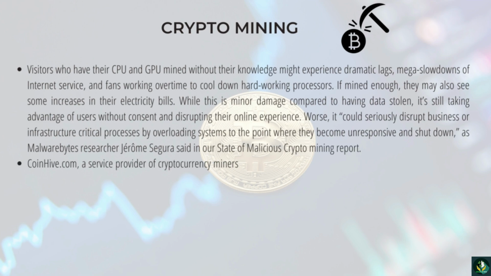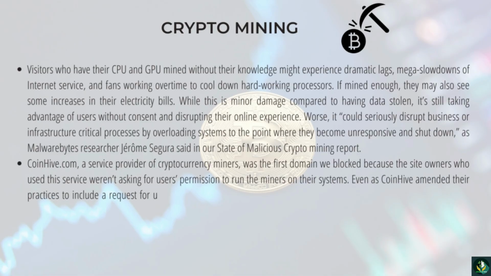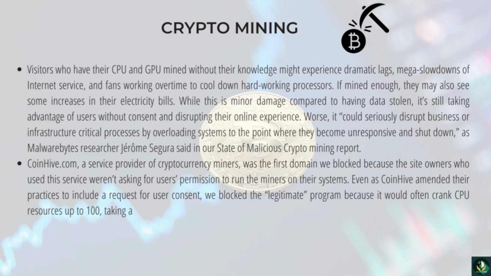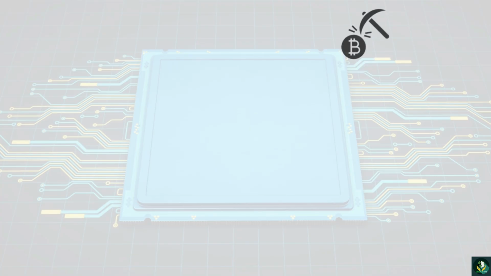CoinHive.com, a service provider of cryptocurrency miners, was the first domain we blocked because the site owners who used this service weren't asking for users' permission to run the miners on their systems. Even as CoinHive amended their practices to include a request for user consent, we blocked the legitimate program because it would often crank CPU resources up to 100%, taking advantage of the full power of victim computers, which could result in a shorter shelf life for the processor itself.